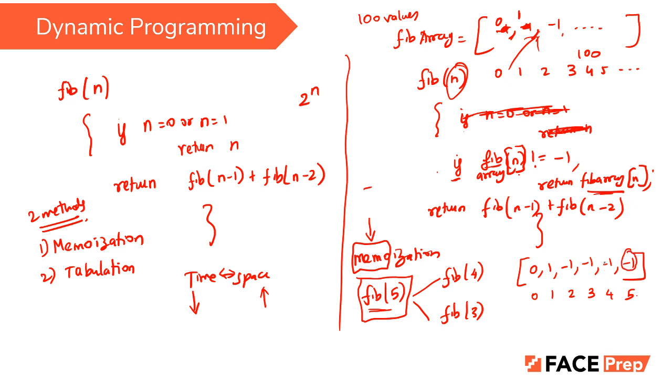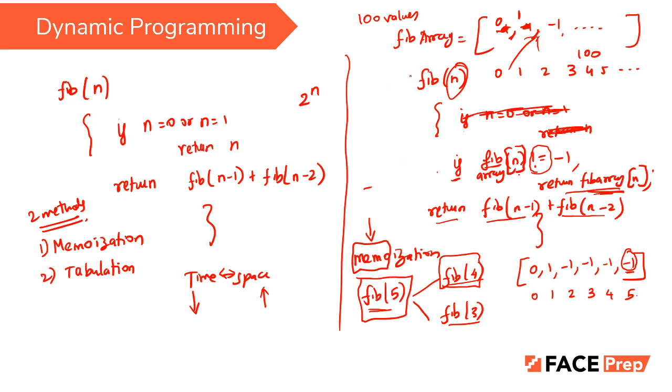I am talking about fib array, which is nothing but a Fibonacci array, a data structure which I am using to save these values. So when I check for fib array of 5, which is equal to -1 here, this condition will not execute, because it is equal to -1, this condition will skip, right? So when it skips, I am going to return two more functions, fib of n minus 1 and fib of n minus 2, which is nothing but fib of 4 and fib of 3. Right? So now I am going to check for fib of 4.